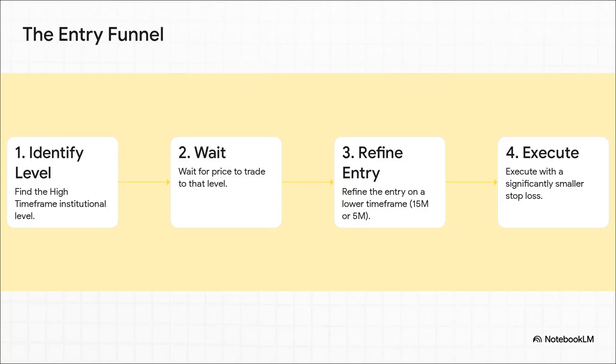Think about that. You could be taking profits off the table while the hourly trader is literally just hitting the buy button. So let's just recap this low-risk entry funnel so you can start using it. It's 4 simple steps. 1. Find that key institutional level on a high time frame. 2. Be patient. You have to wait for price to come to you, to that level. 3. Refine your entry on a lower time frame. The 15-minute or the 5-minute is perfect. And 4. Execute the trade with a tiny, super efficient stop loss.